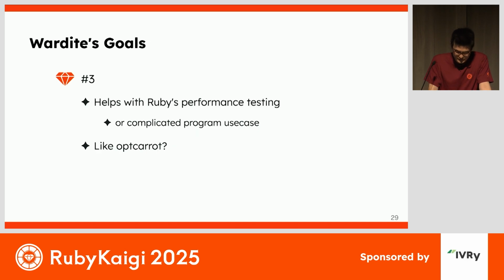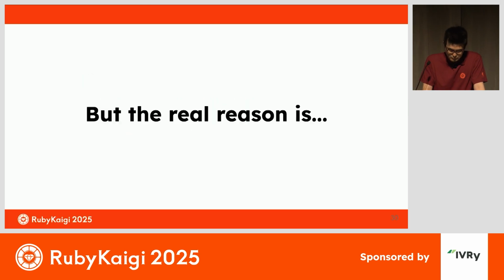And the third one is to leverage WASM's strengths in the Ruby ecosystem. Fundamentally, WebAssembly offers compelling advantages. But honestly, the main reason was that I wanted to play with a complicated problem with Ruby just for fun.